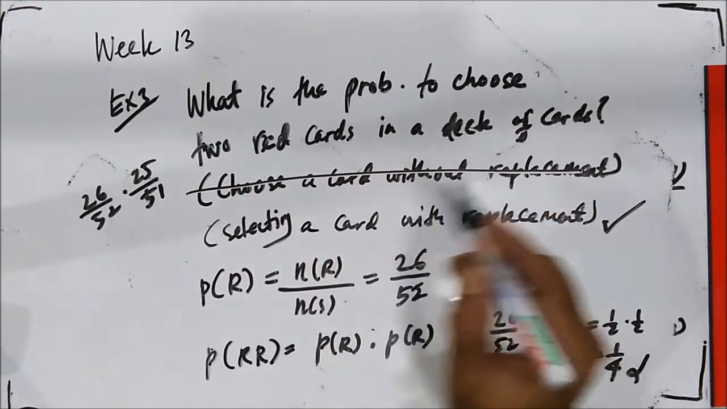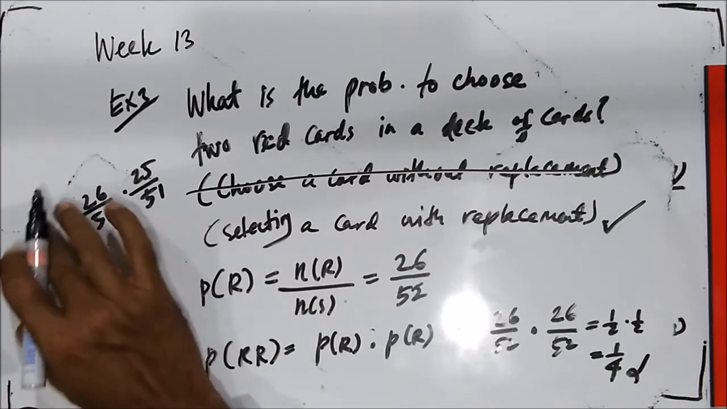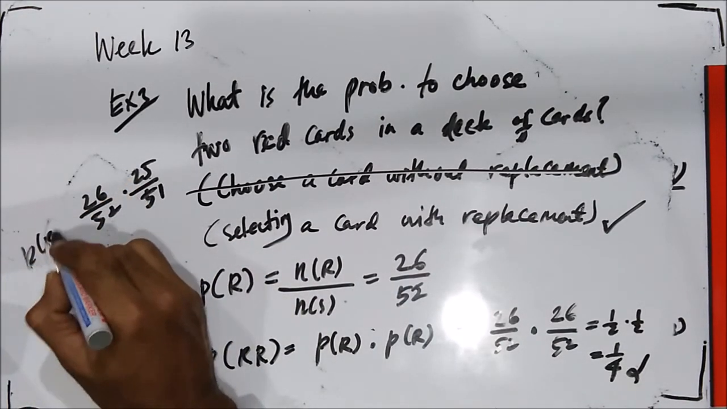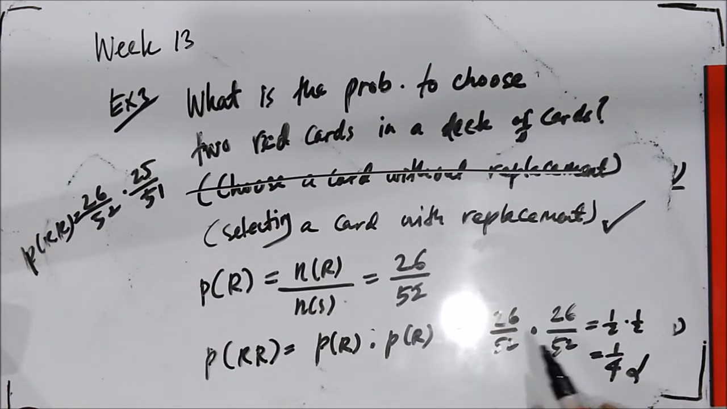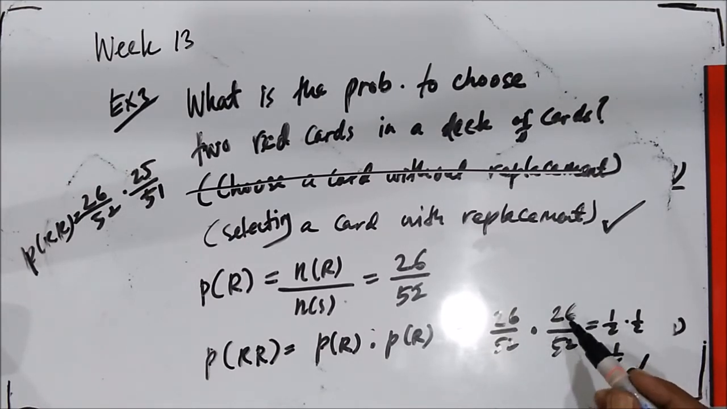So the first case is the probability of R and R, which is equal to 26 over 52 multiplied by 25 over 51. Whereas in the other case, you select a card and you replace it. First selection, you get 26 over 52. Then you replace it, so the number of cards is the same. So it is still 26 over 52, which is 1 over 2 multiplied by 1 over 2, equal to 1 over 4. This is how we solve the problem.